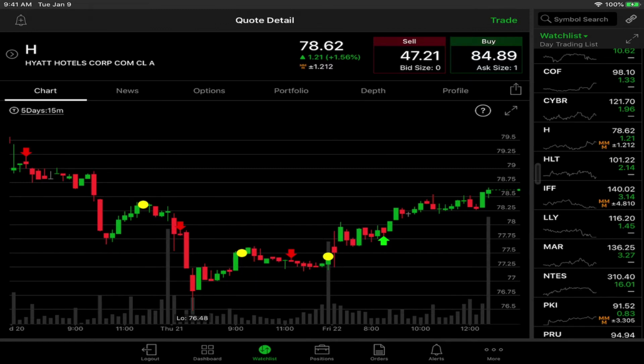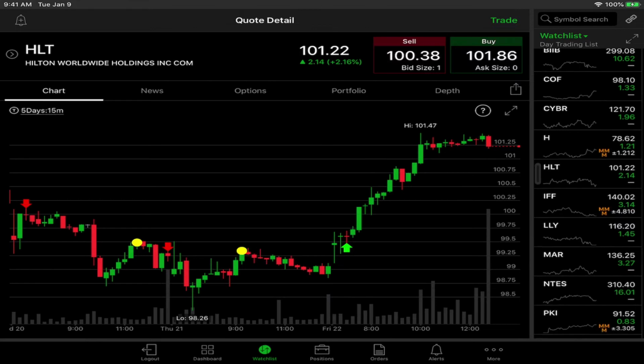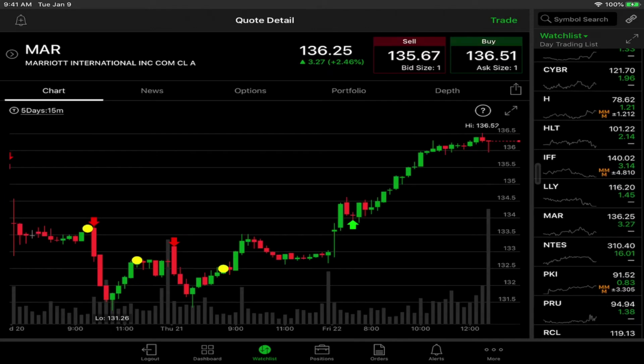Now let's take a look at Hilton. And that's another good example of a trade that was initiated on Friday around, let's say, 99.50, and the stock just kept going, and it's currently trading at 101.25, right? And let's just take a look at Marriott as well, since it's part of the same sector. And what do you see?